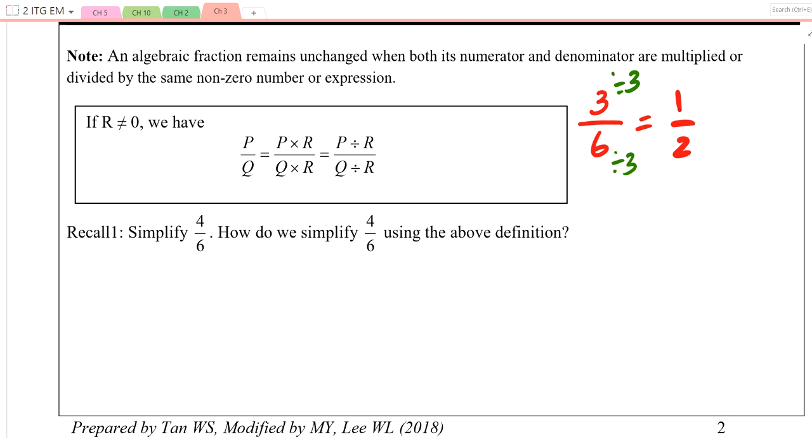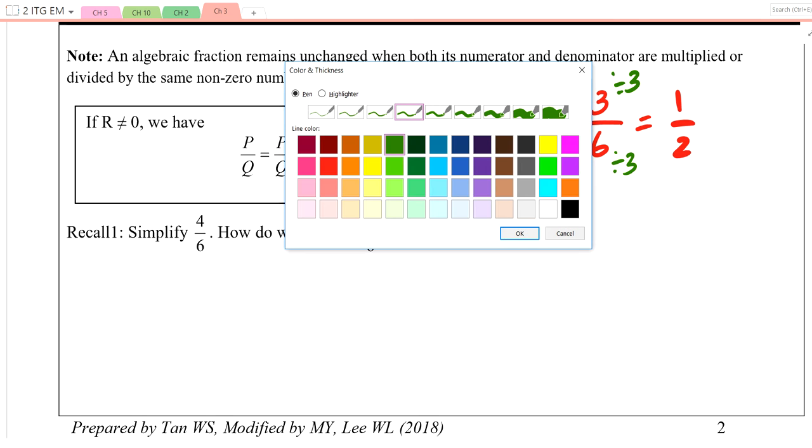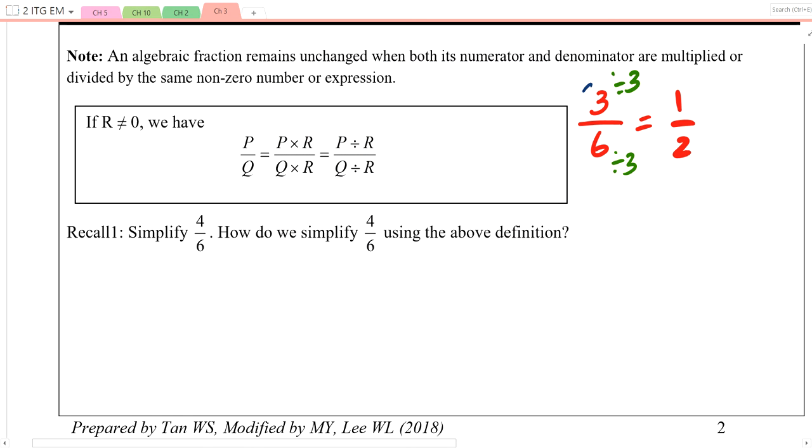Okay, how about instead of dividing by 3, what if I choose to multiply by... What would you like me to multiply by? 2? Okay. Let us multiply this by 2. And then multiply this by 2. So I get 6 over 12. Are they still the same? Yeah, they are still the same. So that is what this note is trying to tell you. When you multiply or divide by the same non-zero number or expression, the fraction remains unchanged. The value is still the same.